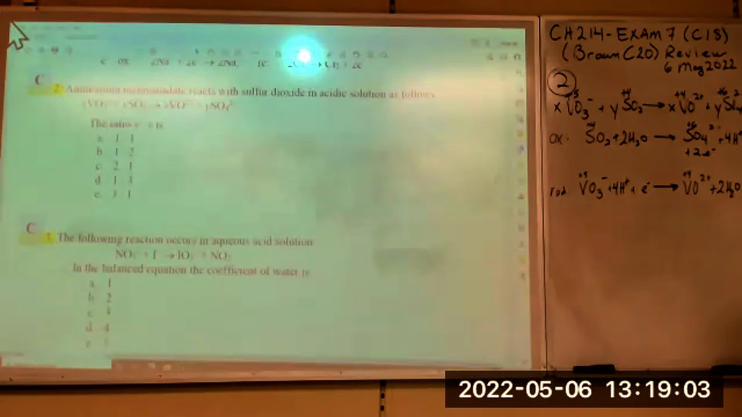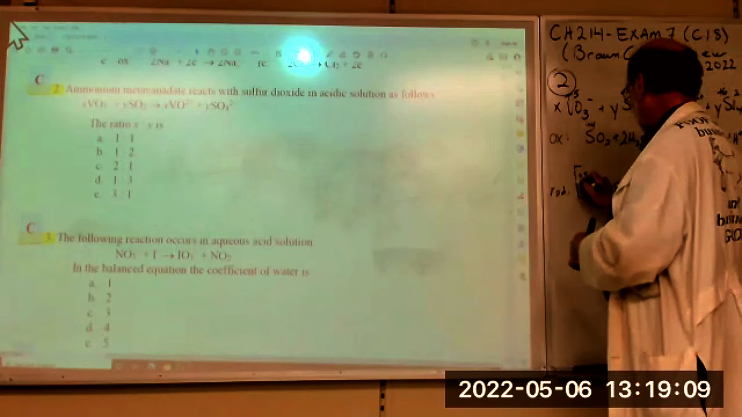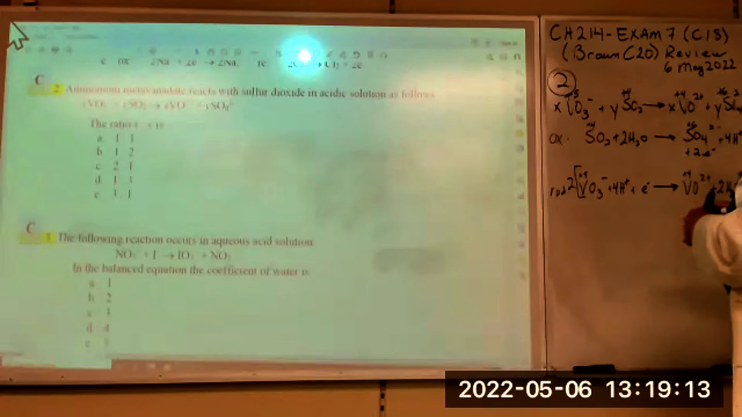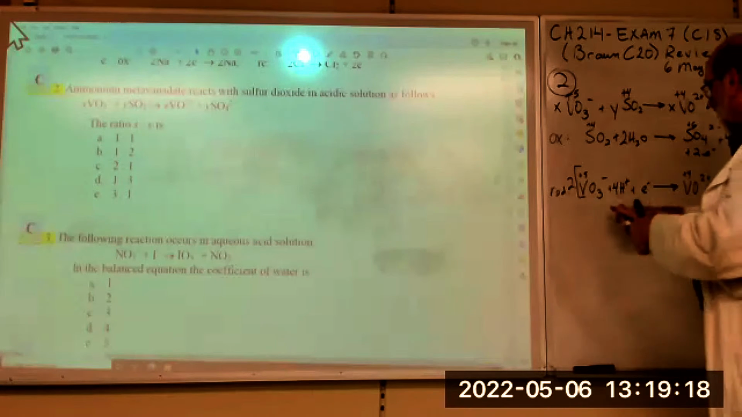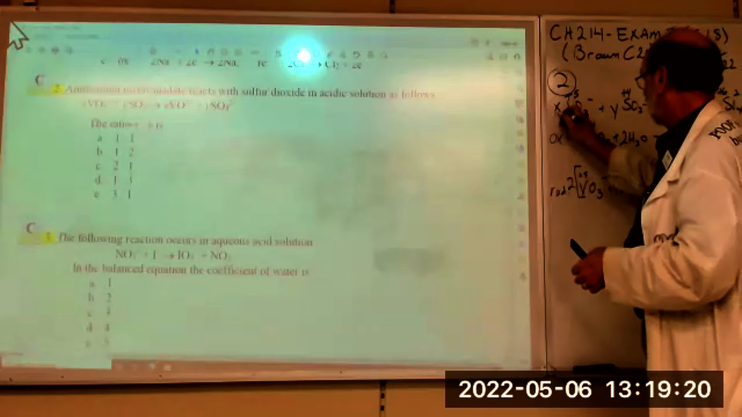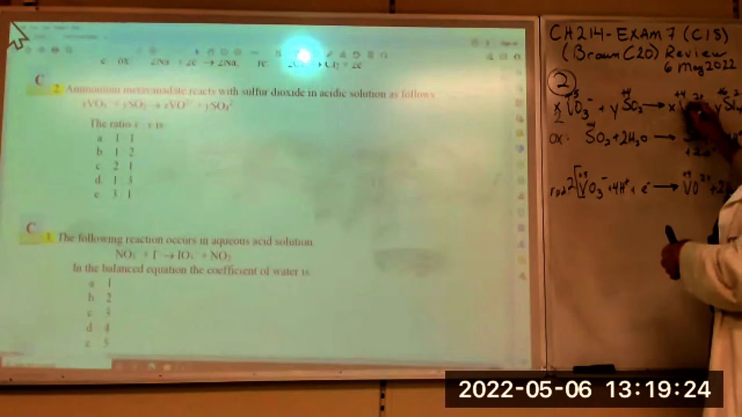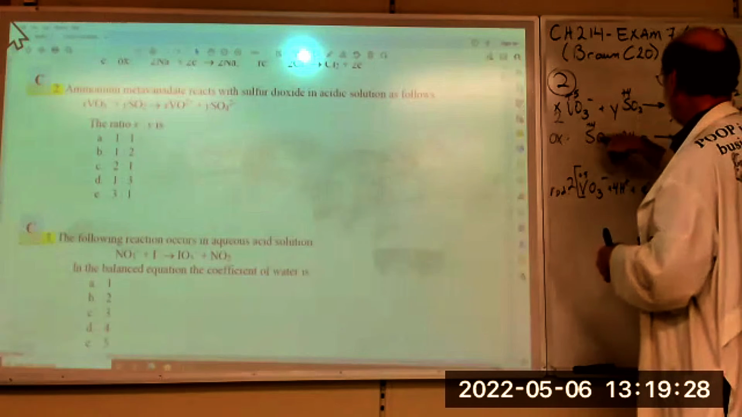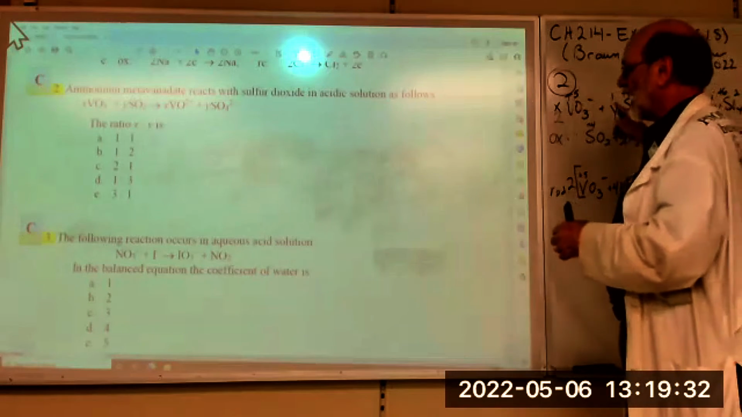Okay, so far so good? All right, in order to make the electrons balance, we need to multiply this one by 2, and that's it. Right, so once we do that, the electrons are balanced, and we've got a 2 in front of this one, and we've got a 2 in front of this one, and we've got a 1 in front of this one. So it should be X to Y is 2 to 1.